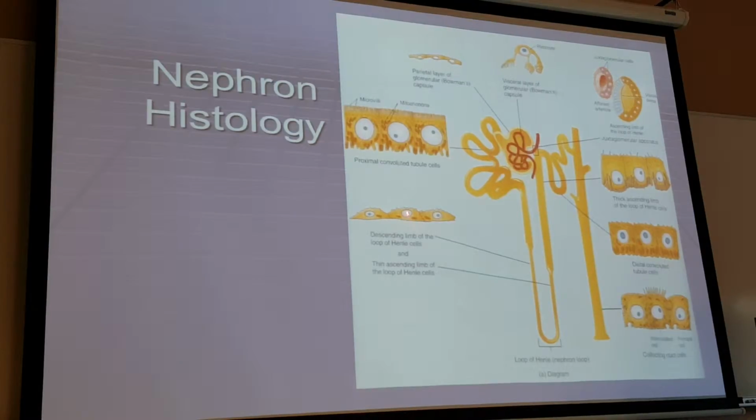And this just shows what the cells look like at different places along the renal tubule. Like the proximal convoluted tubule cells look totally different than the descending limb of the loop of Henle cells. Okay? And the distal convoluted tubule cells look different yet. And the collecting tubule cells look different yet. Okay? Because they each have different physiology, they do different things.